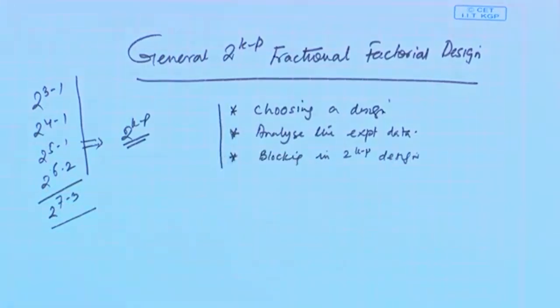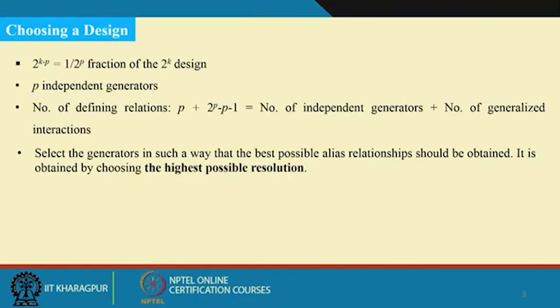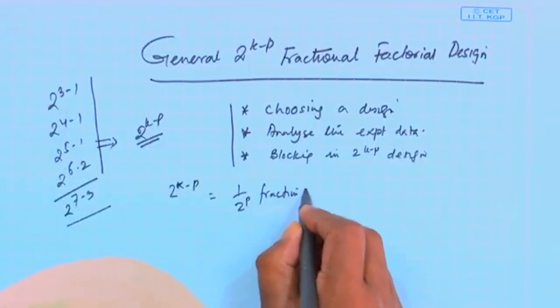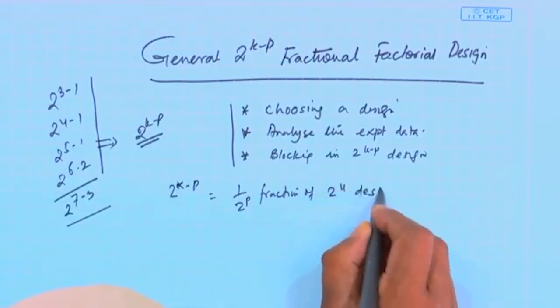So, these three things I expect to complete within 30 to 40 minutes of time, and as most of the basic things are already discussed, I will primarily concentrate on the general issues and give you generalized formulas and explanations, so that it will justify the topic of today's lecture. So, by 2 to the power k minus p fractional, we mean 1 by 2 to the power p fraction of 2 to the power k design.